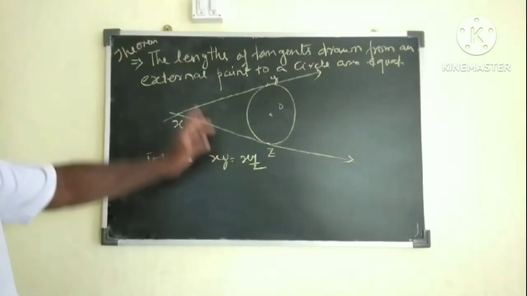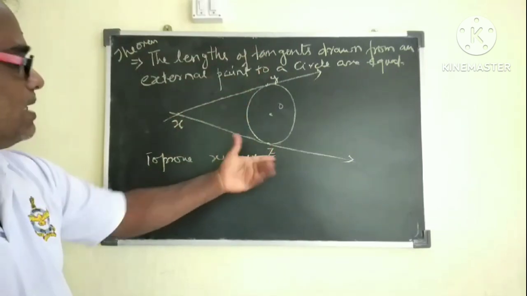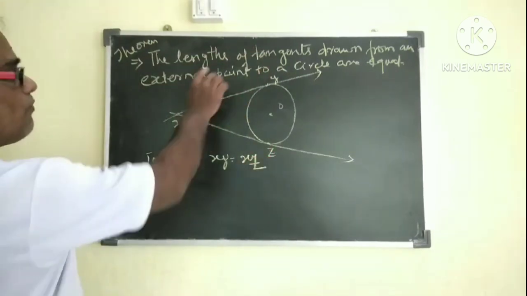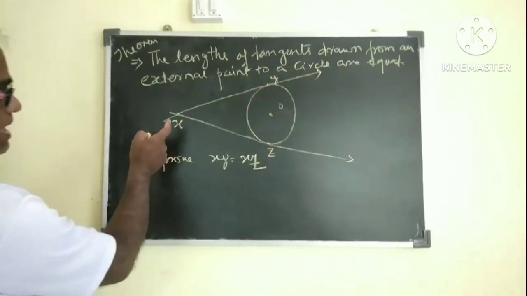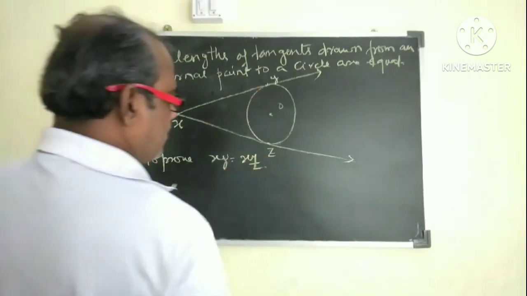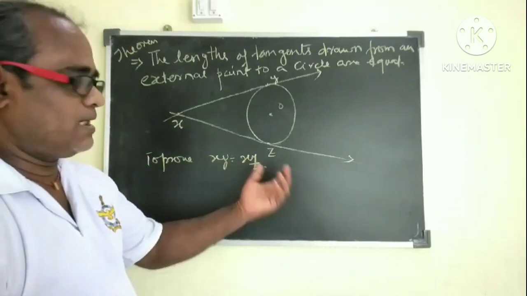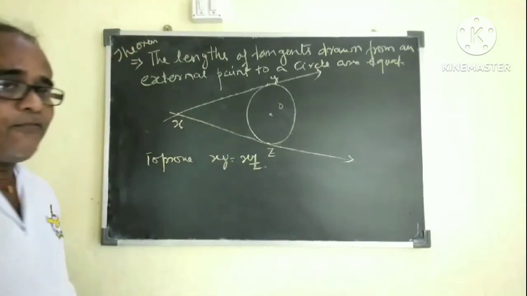This is what we have to prove, because XY is the length of this tangent and XZ is the length of this tangent. So the lengths of the tangents drawn from the point X are XY and XZ, and this XY and XZ we have to prove equal. So first you have to write: to prove XY is equal to XZ. Next, what you have to do is construct.